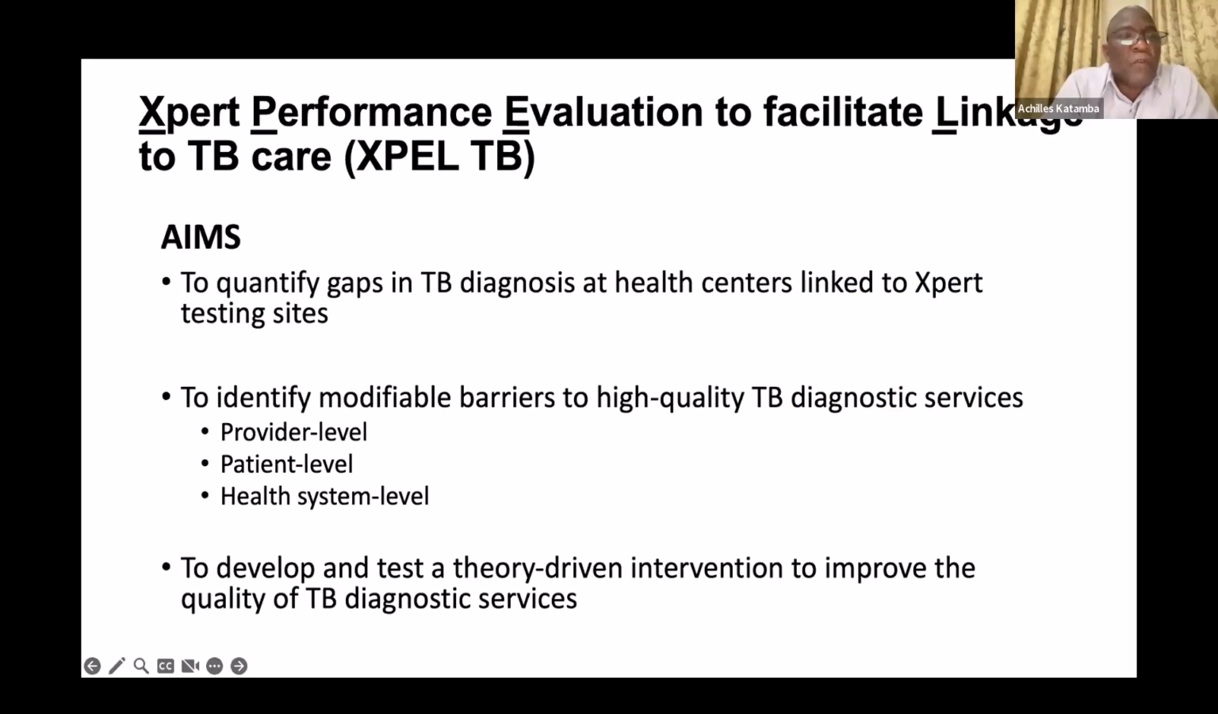programming. So our work was Xpert performance evaluation to facilitate linkage to TB care, which we call XPEL-TB. The aims of this were to quantify the gaps in TB diagnosis at health centers linked to the Xpert testing sites, to identify those modifiable barriers to high quality TB diagnostic services by talking to the providers, the patients, and also identifying barriers at the health systems level, and to develop and test a theory-driven intervention to improve the quality of TB diagnostic services.